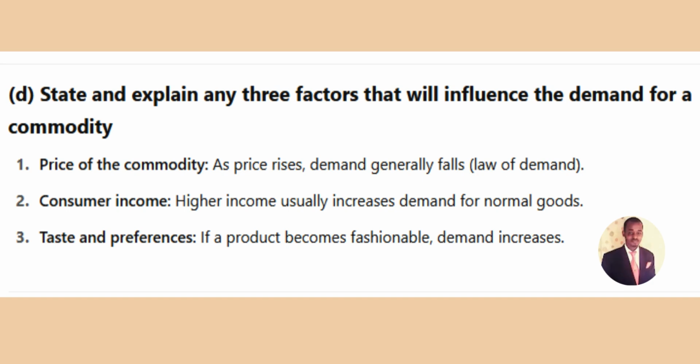Now the last one in this question says: state and explain any three factors that will influence the demand for a commodity. Number one, price of the commodity. As price rises, demand generally falls. That is the law of demand. As prices go up, demand falls. Two, consumer income. Higher income usually increases demand for normal goods. Three, tastes and preferences. If a product becomes fashionable, demand increases.